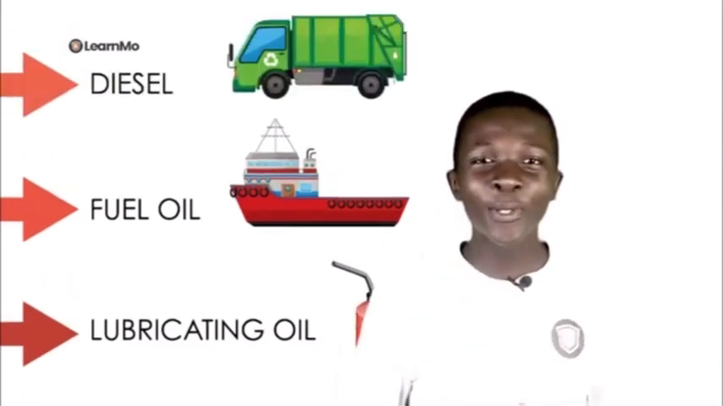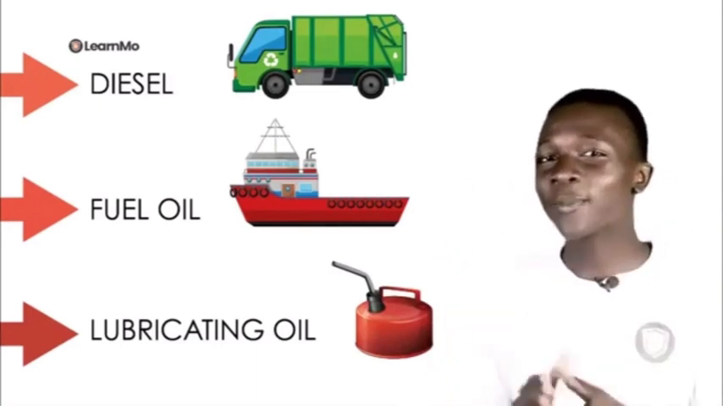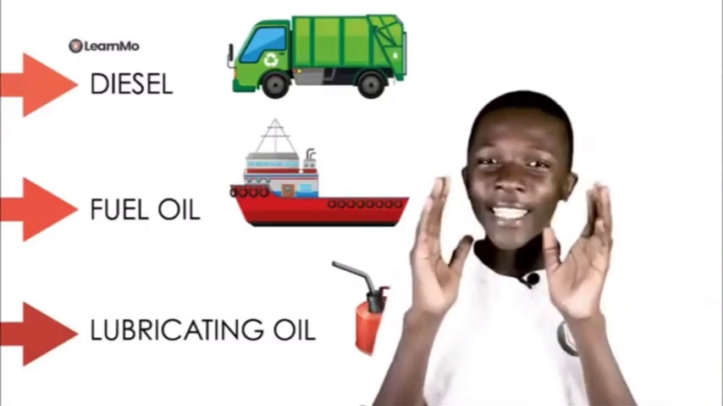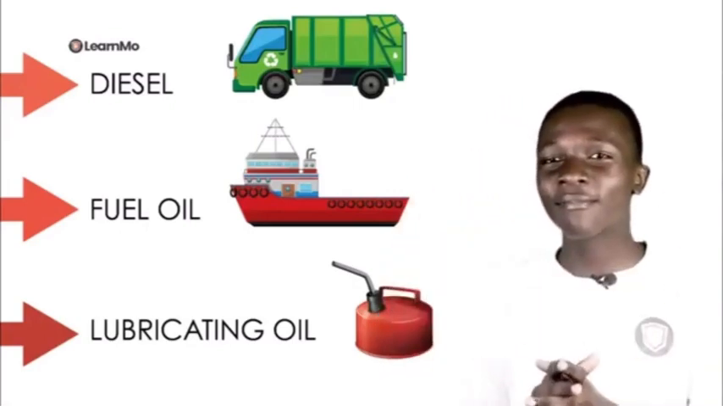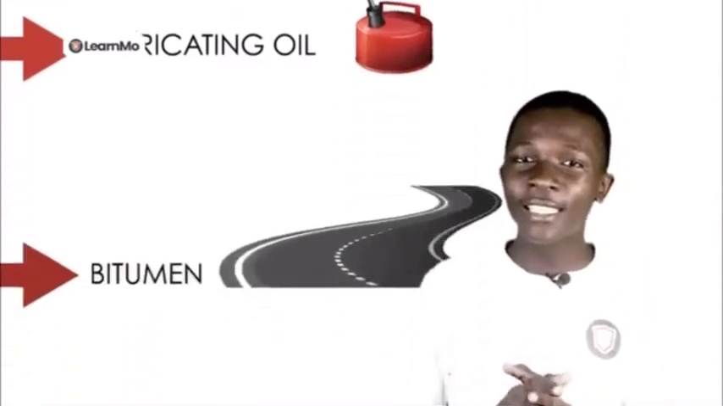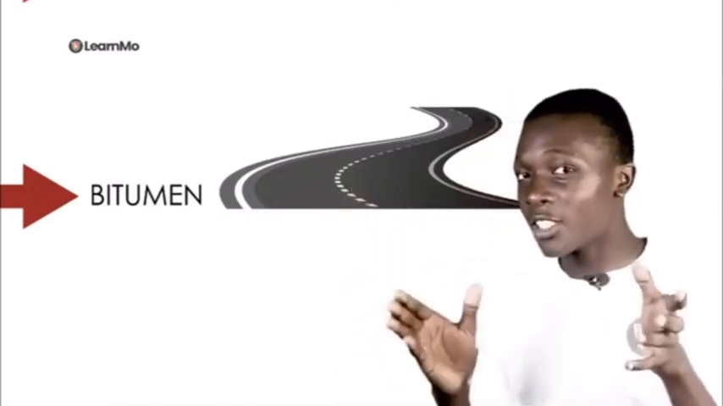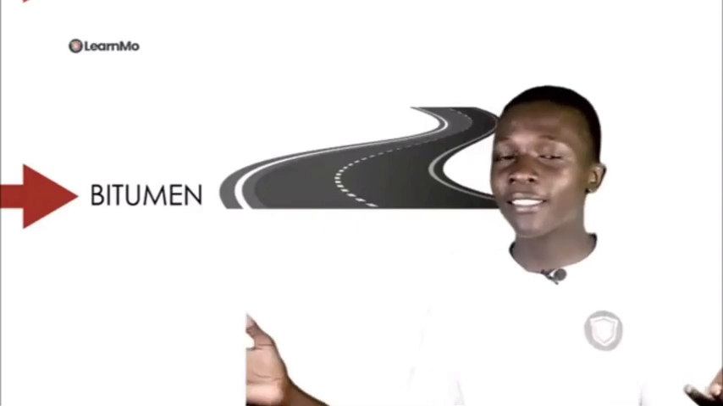Let's move on to fuel oil. Fuel oil has 50 to 70 carbon atoms. Its use is slightly different from diesel in the sense that the fuel oil is used in ships. Last but not the least, bitumen. Bitumen has 70 and above carbon atoms. Did you know it is used for surfacing roads and building houses?